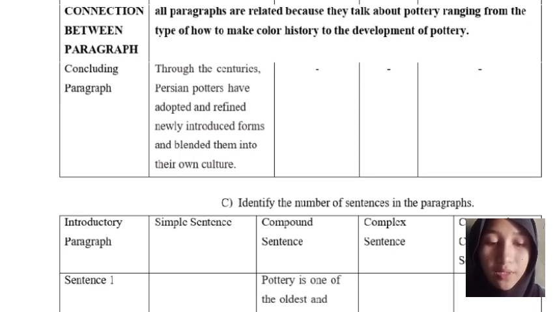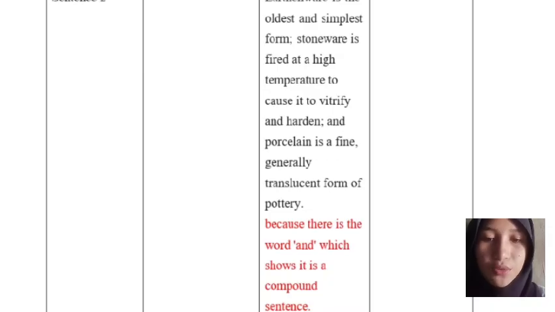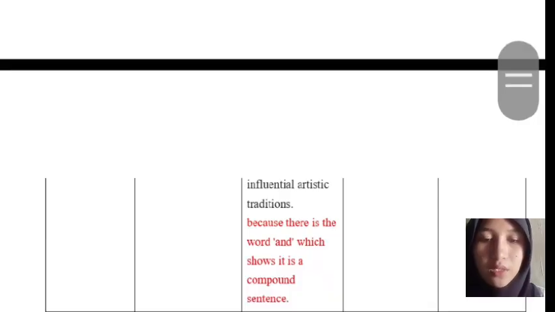Identify the number of sentences in the paragraph. The first introduction paragraph. Sentence 1 is a compound sentence because there is the word and, which shows it is a compound sentence. Sentence 2 is a compound sentence because there is the word and, which shows it is a compound sentence. Sentence 3 is a complex sentence because there is a conjunction that shows it is a complex sentence. Sentence 4 is a compound sentence because there is the word and, which shows it is a compound sentence.